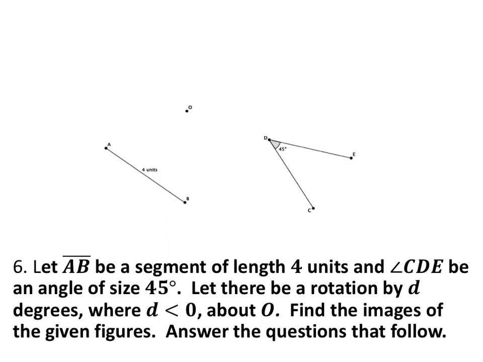Here's our next question. I'm going to show these a little bit differently, but I want you guys to try to rotate these. These ones are going to be in the negative direction though. So down here where it says D is less than 0, it just means that we want it in the negative direction. Take a moment, do that with your partner. Rotate line segment AB and this angle CDE around this point O.